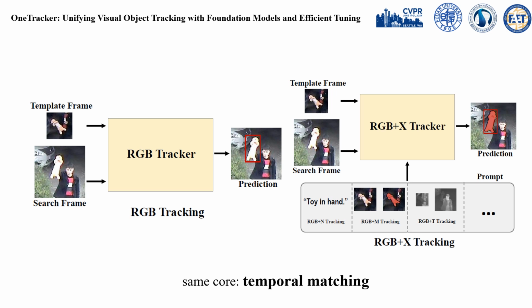The goal of all these downstream tasks is to localize the target with the assistance of multimodal information. Thus, we unify them as a whole, terming them as RGB plus X tracking. Despite the diversity of tracking tasks, the core objective remains the same: temporal matching, or localizing the target in the search frame given its initial appearance, which is similar to the underlying principles of human attention mechanisms. Thus, based on this common ground, we present a general framework to unify various tracking tasks under a single framework by leveraging the power of foundation models and efficient tuning techniques, termed as OneTracker.